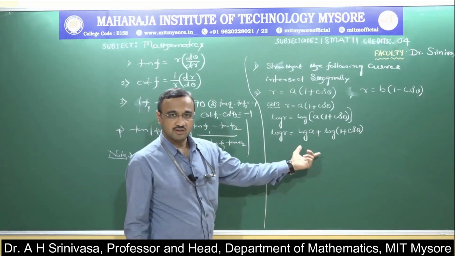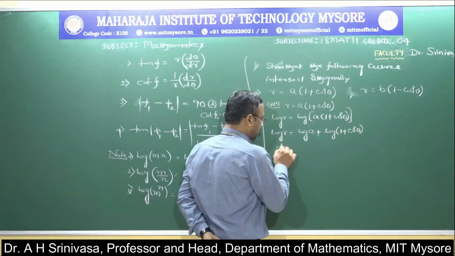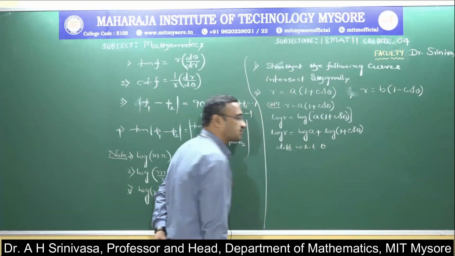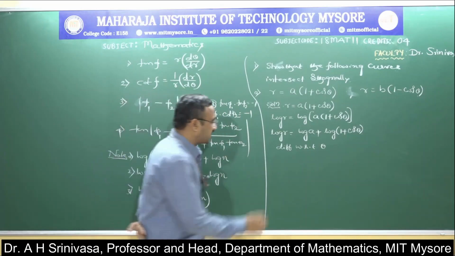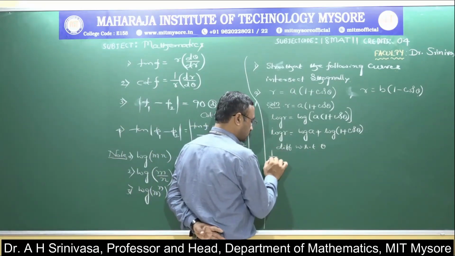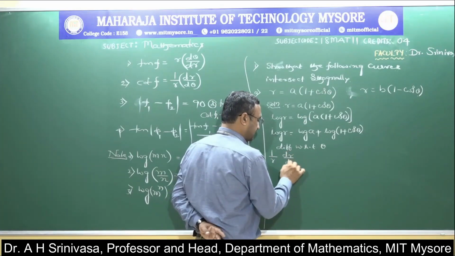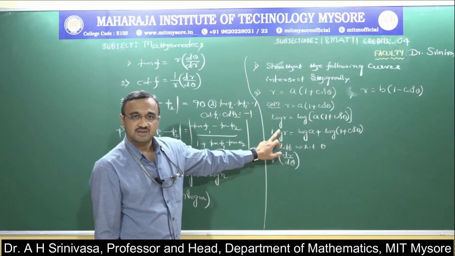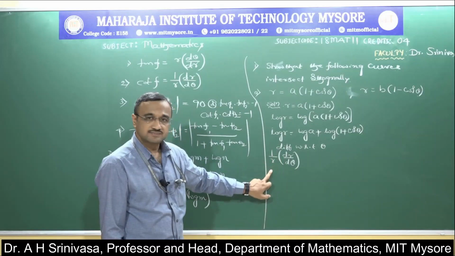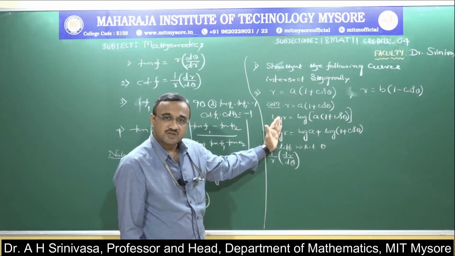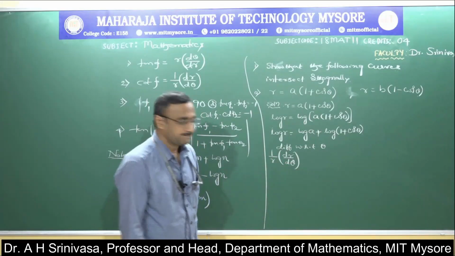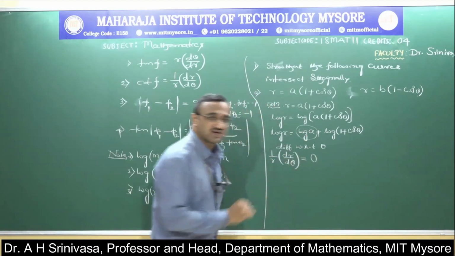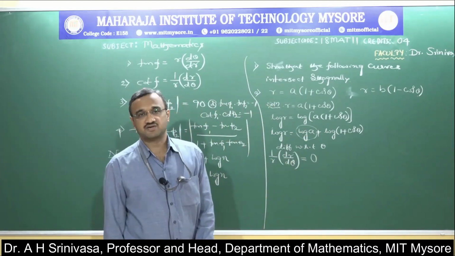It's clear. Then after that, you have to differentiate this with respect to theta. What do we get here? The differentiation of log r is 1 by r times dr by d theta. Then this should be equal to, now the differentiation of any constant function, and log a is a constant, becomes 0.